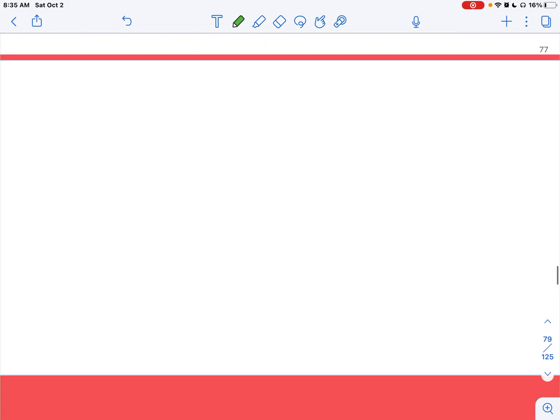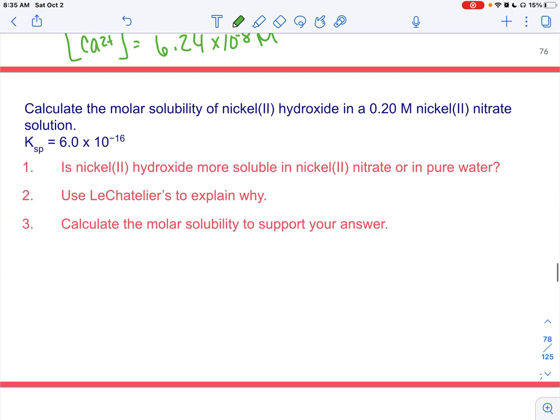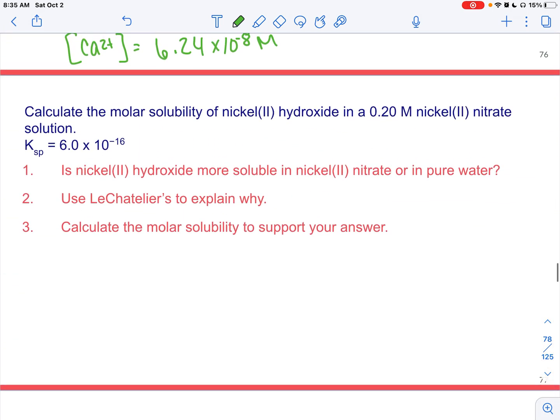Let's take a look at one more problem. Calculate the molar solubility of nickel 2 hydroxide in a 0.2 molar nickel 2 nitrate solution. So our common ion is going to be nickel. We know that nickel 2 nitrate is soluble because nitrates are soluble. So let's write our reaction.